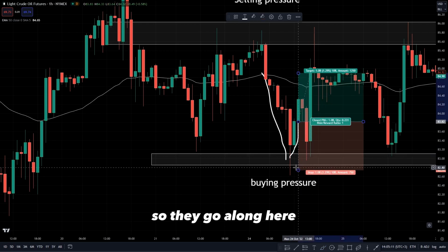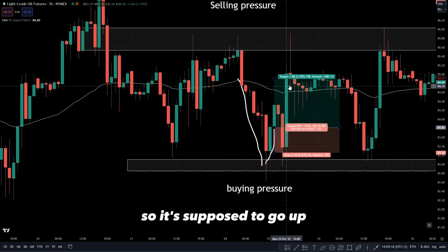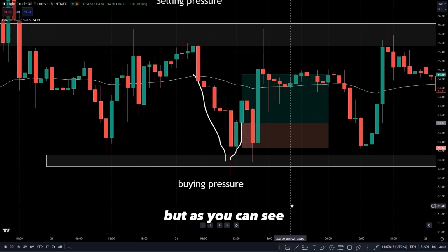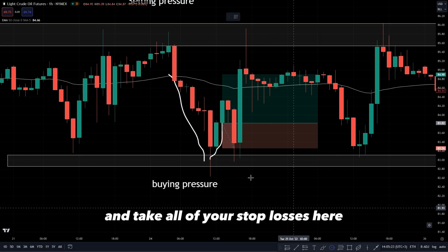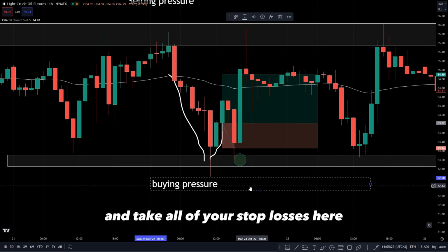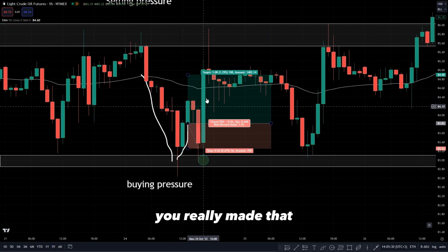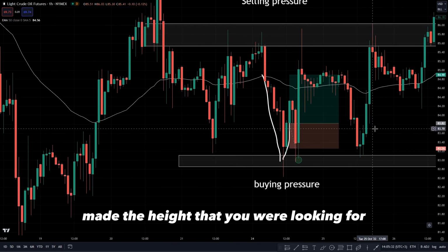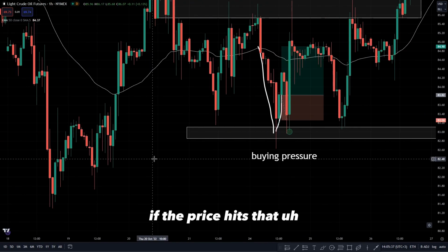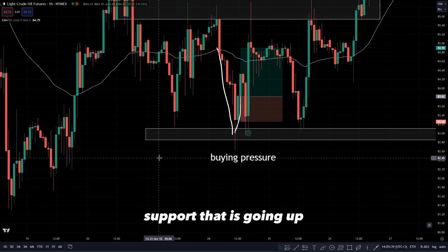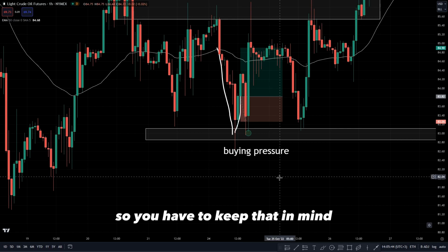So they go long here and they think, yeah, now we just hit the support zone, so it's supposed to go up. But as you can see, the price made a new low to here and took all of your stop losses, grabbed some more liquidity, and after that, it made the high that you were looking for. So that doesn't mean that if the price hits the support it is going up, that just means that there is a lot of pressure. So you have to keep that in mind.